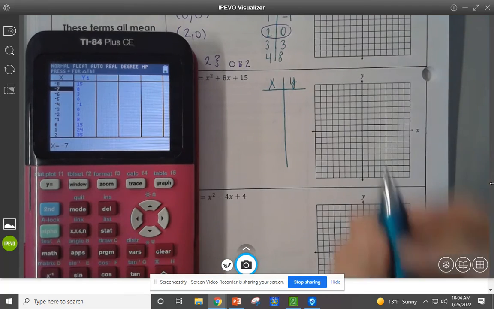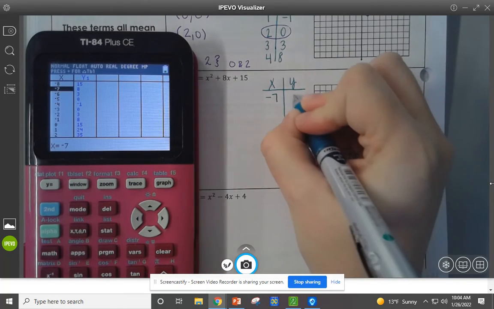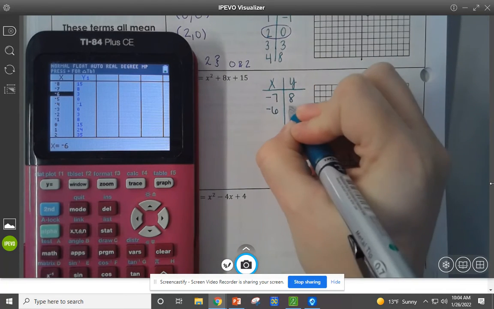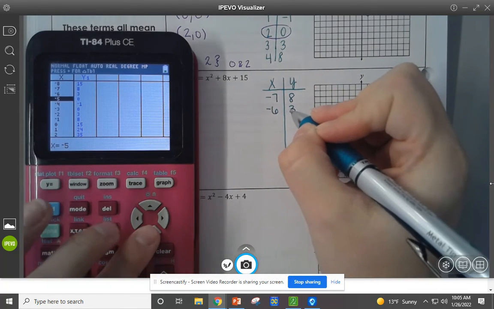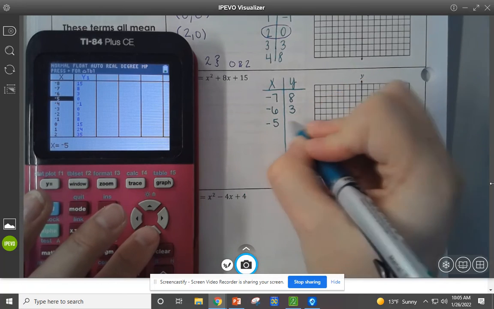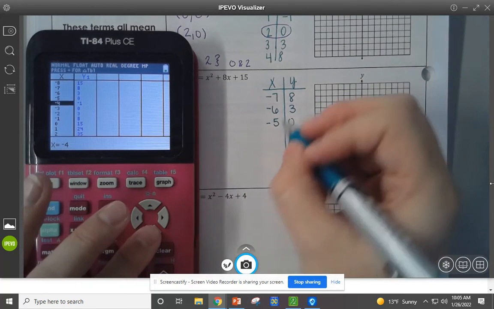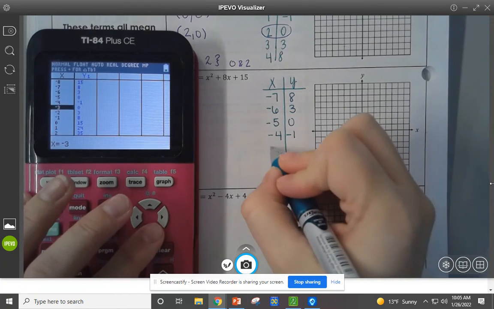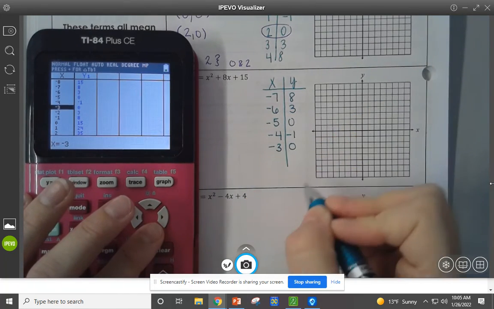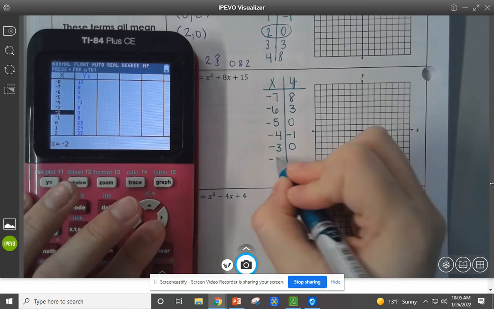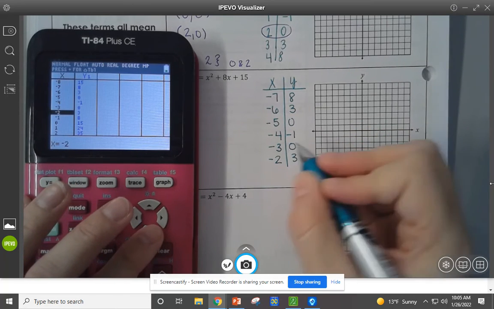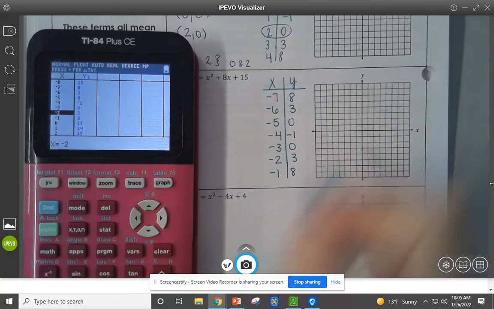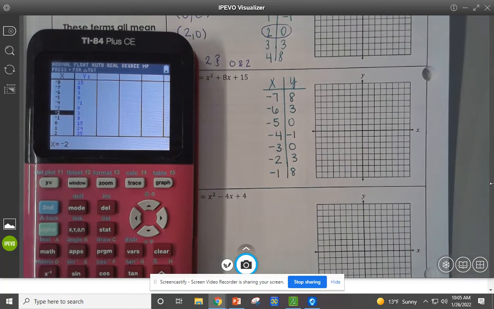So the first one that I can write is -7, 8, and then go down. -6, 3. -5, 0. -4, -1. -3, 0. -2, 3. You want to start with the ones that will fit on your graph.